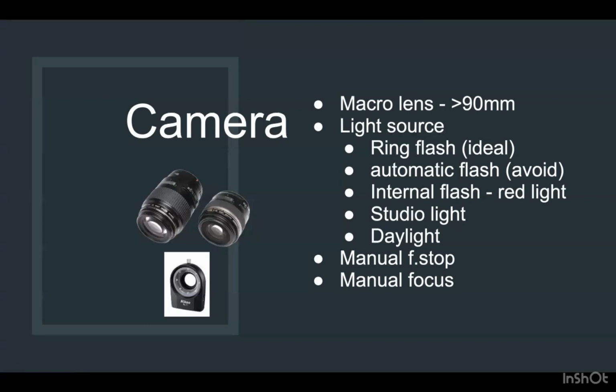Then you can use automatic flash. Otherwise, the ring flash is ideal. The camera should have an internal flash, which is not present in our cell phone or in the digital camera. It's only present in the semi-professional and professional cameras, which is called red light. This internal flash gives the beautiful result. So this, we get it in the Olympus Ren.